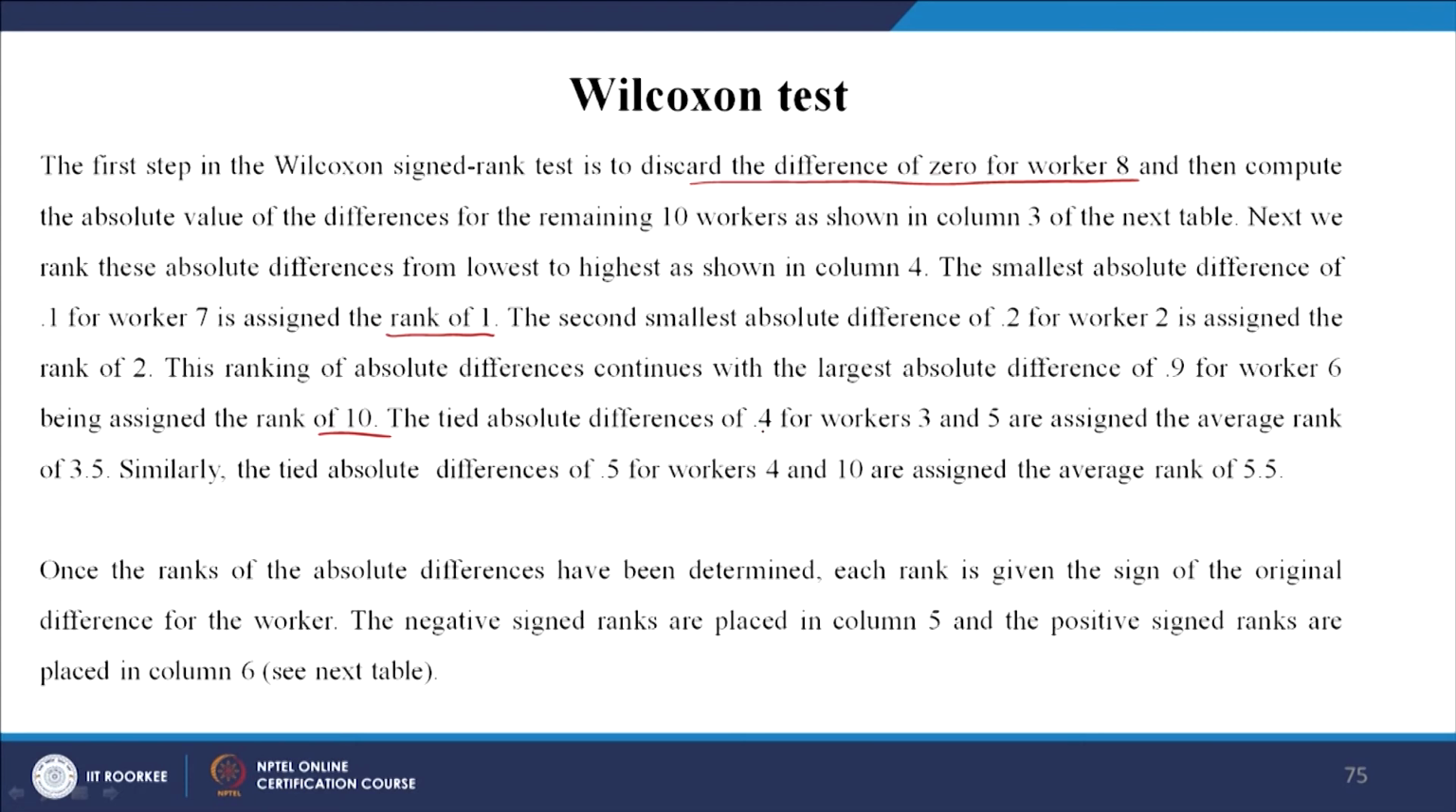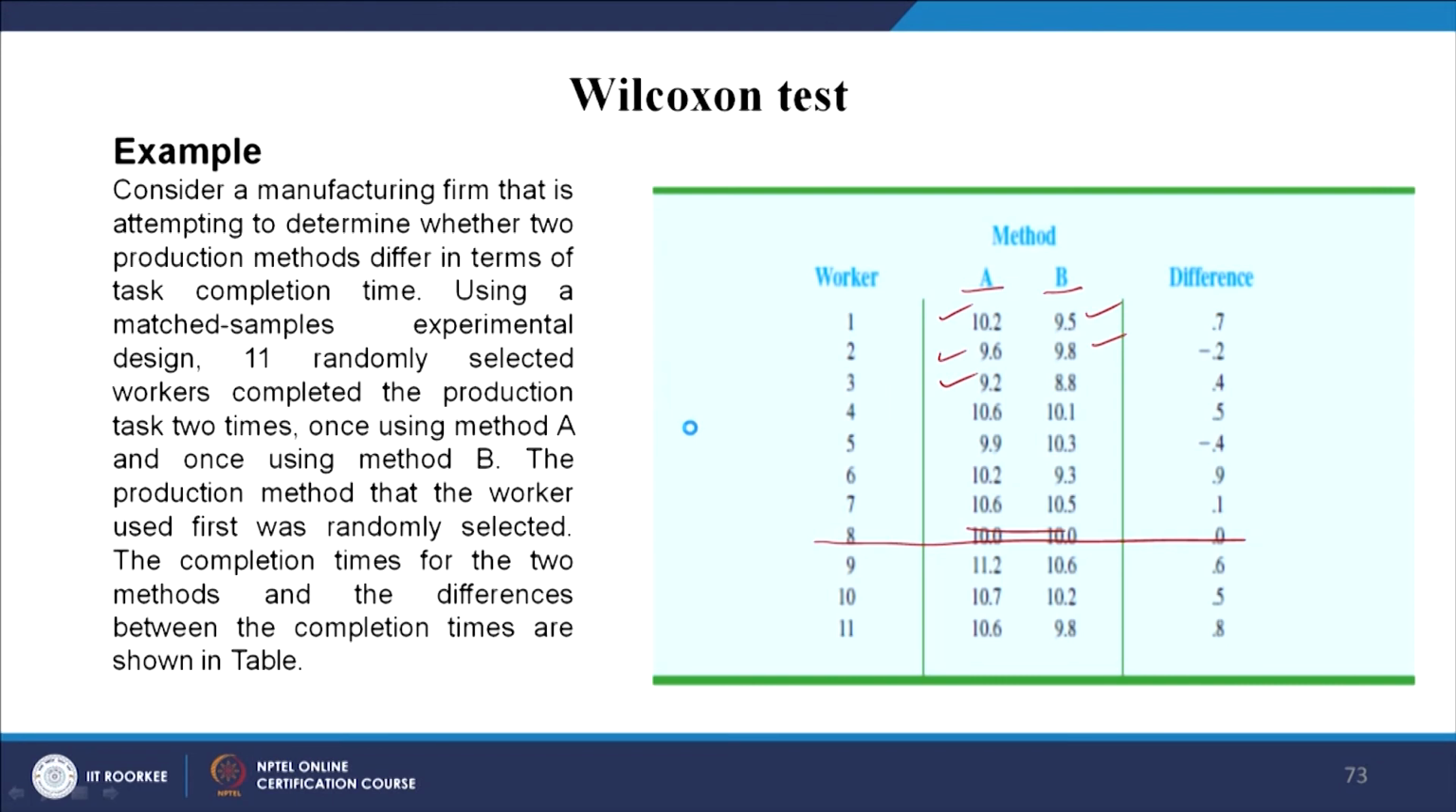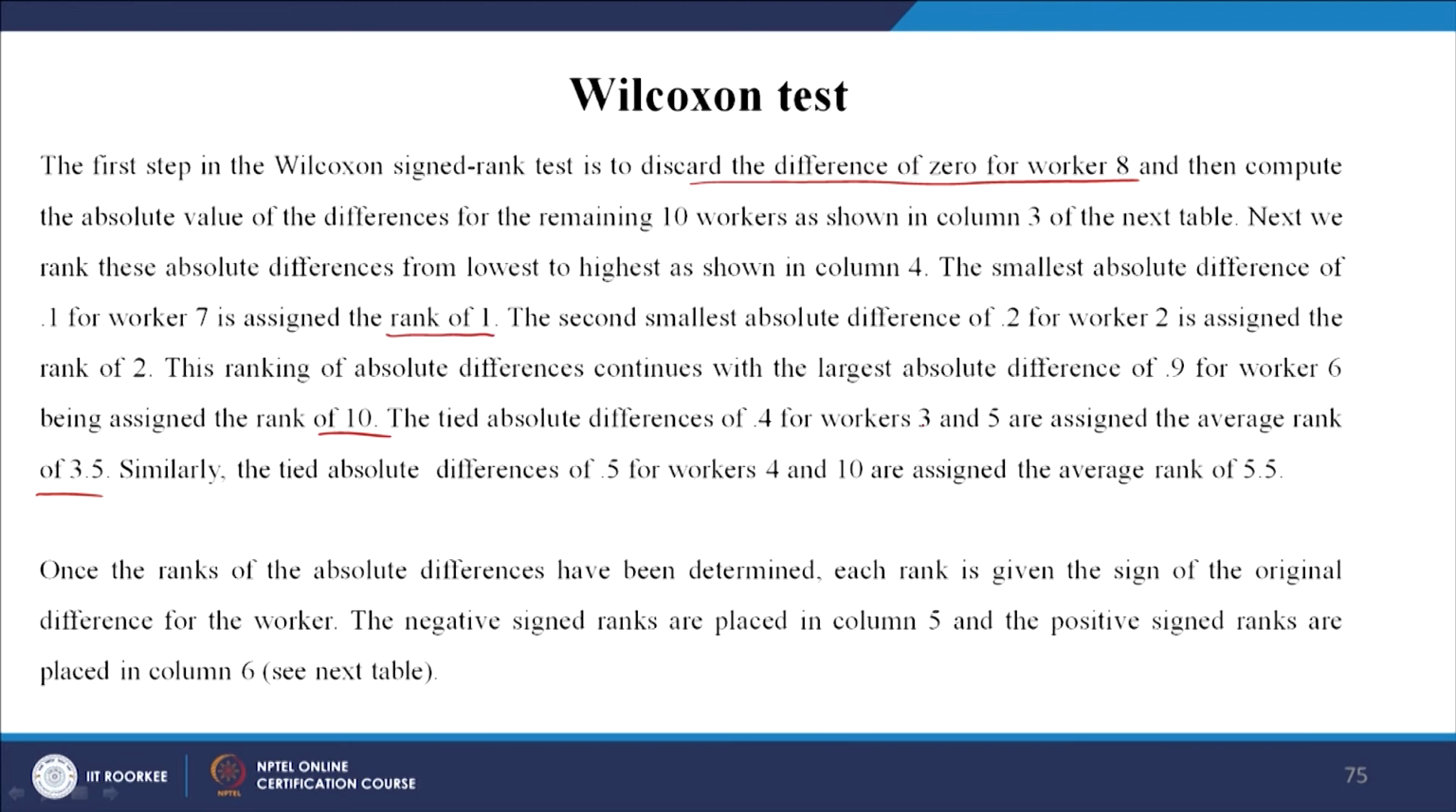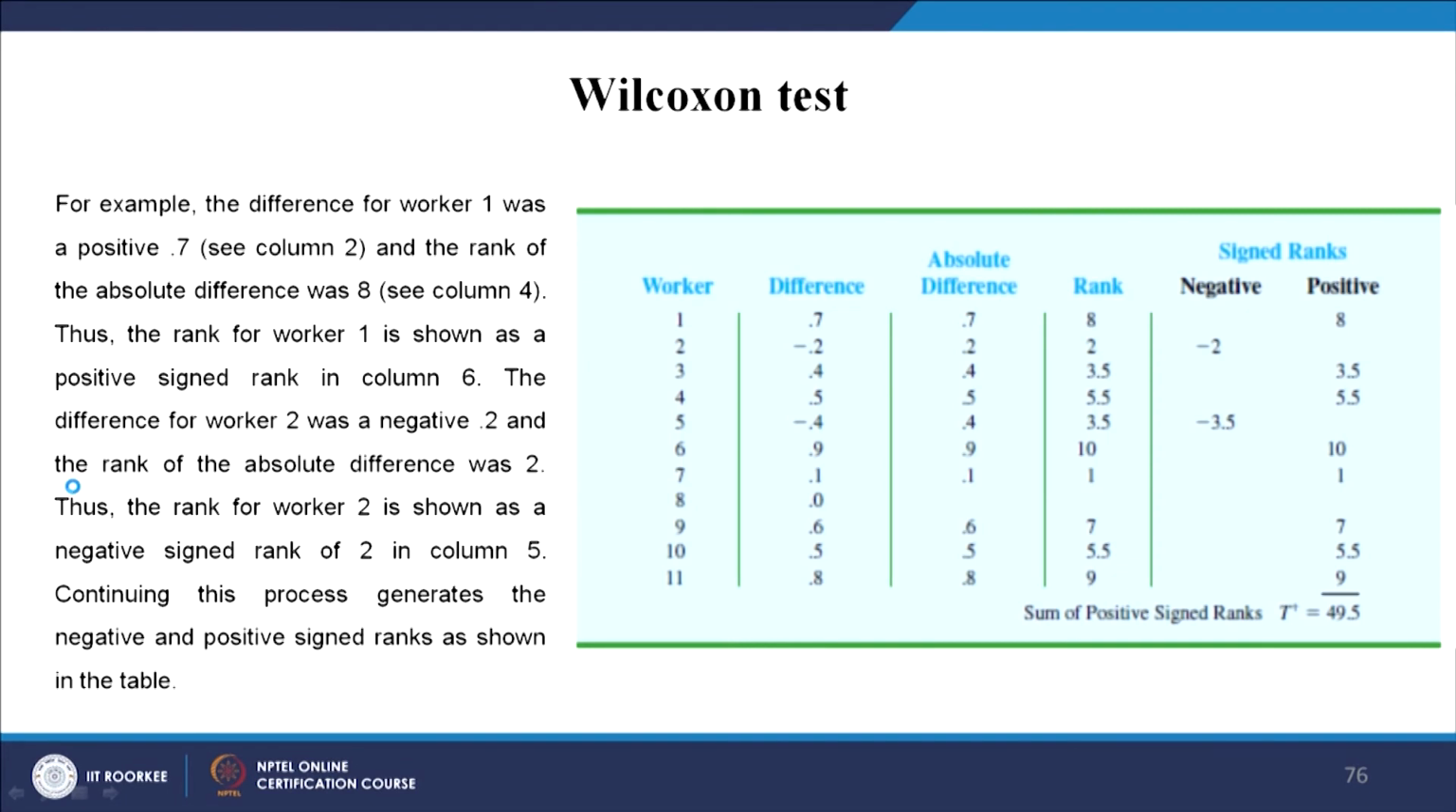The tied absolute differences of 0.4 for workers 3 and 5 are assigned the average rank of 3.5. This is how you do it. So, 0.4 here and 0.4 here, correct. The absolute difference of 0.4 for workers 3 and 5 are assigned the average rank of 3.5. Why? Because if you go back to the front, the ranks are 1, 2.